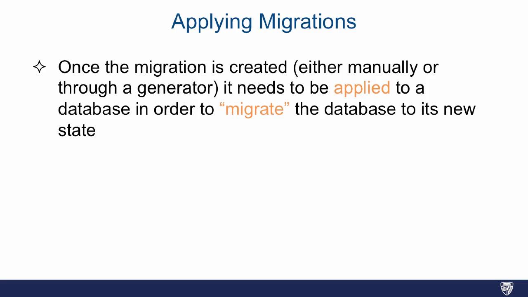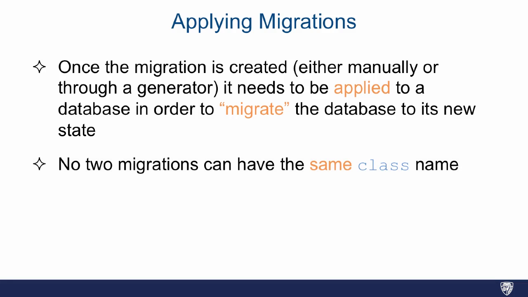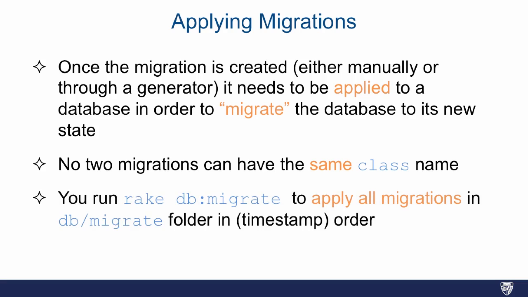Now, once you generate a migration, once you create a migration Ruby class, you have to apply it to a database to migrate the database to its new state. So when you create a migration, again, just to recap, you're creating a Ruby class, and then you do rake db:migrate, which actually updates the database by applying the contents of that class. Now, no two migrations can have the same class name, and when you run the rake db:migrate, you apply all the migrations that are less than the timestamp of your last migration.